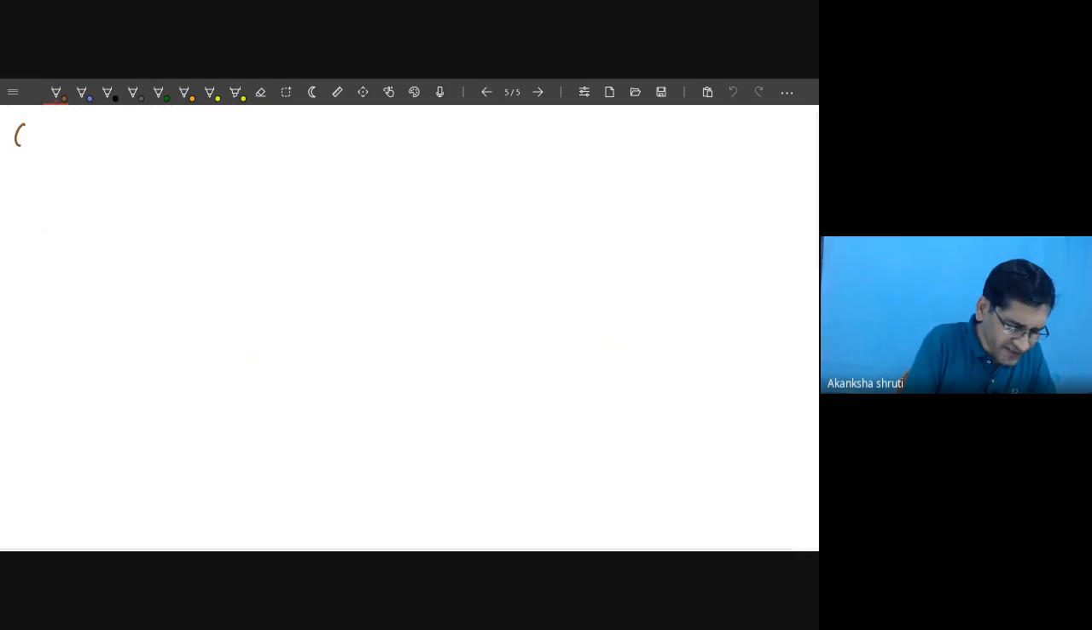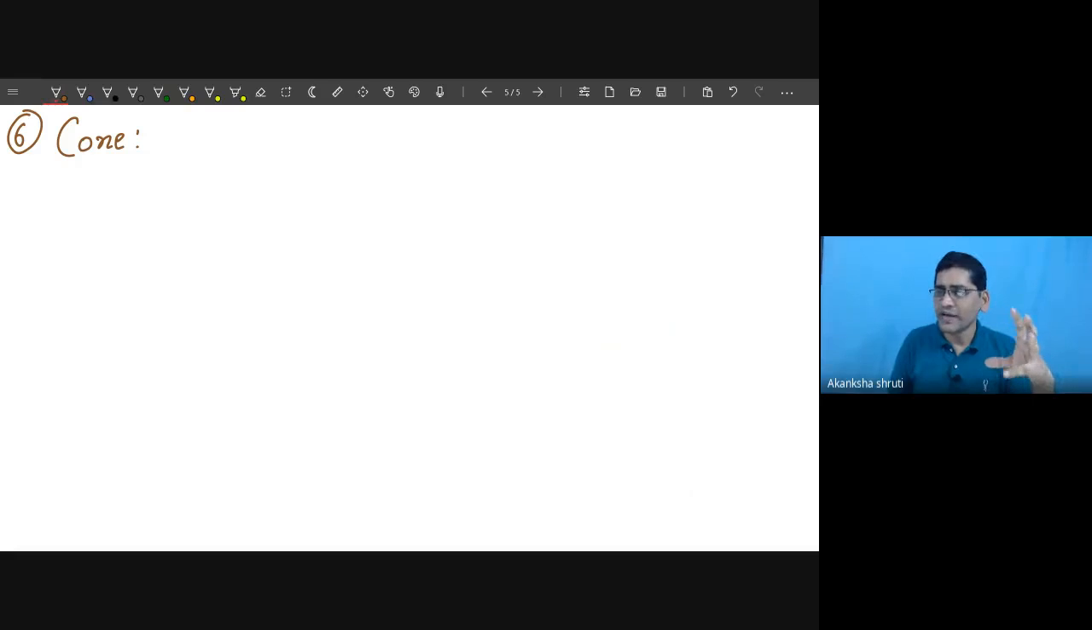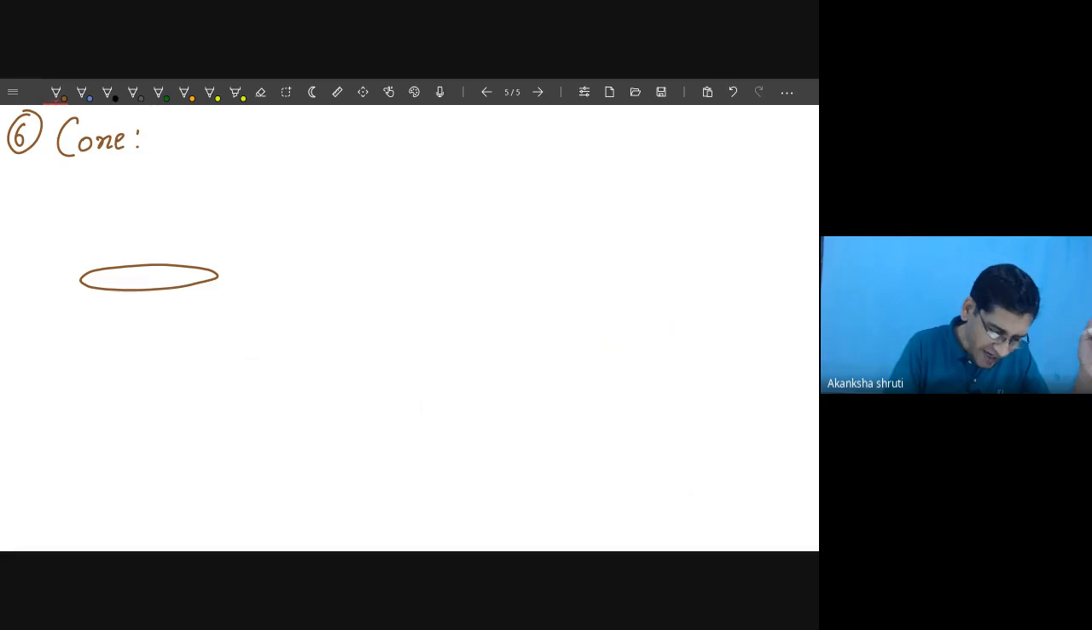Sixth figure is our cone. What is this cone? The safety cone that you are eating during the ice cream. It is the same cone which has one circular cross-sectional part. Another vertex is just above the center of this, as you are observing. It is this one.